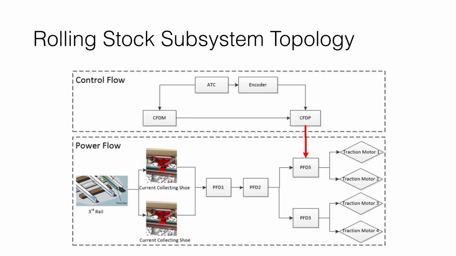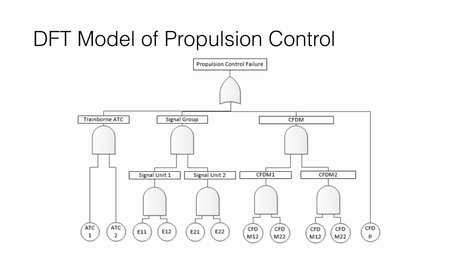So you're already starting to see the interdependence between subsystems, but we do apply a DFT model exclusively for the RSSS to understand propulsion control, or specifically a failure in propulsion control. And that would look like a failure in some of these, again, redundant components. You're seeing a lot of AND gates, nested AND gates here amongst both the signaling components, the ATC control component, the power flow devices, so on and so forth.